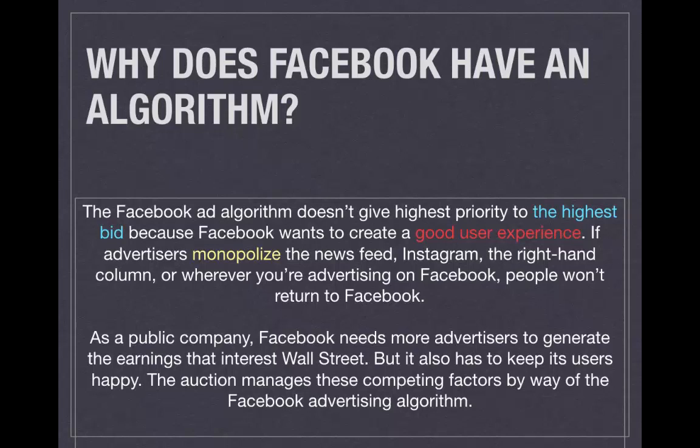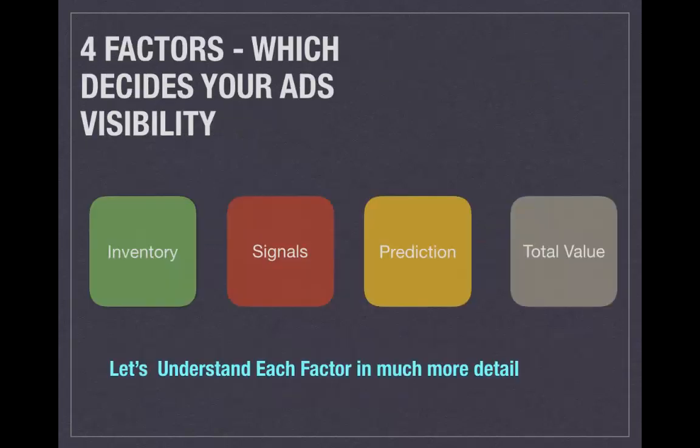So as a public company, Facebook needs more advertisers to generate the earnings that interest Wall Street, but it also has to keep its users happy. So the auction manages these competitive factors by way of the Facebook advertising algorithm, or you can say the Facebook ad algorithm.